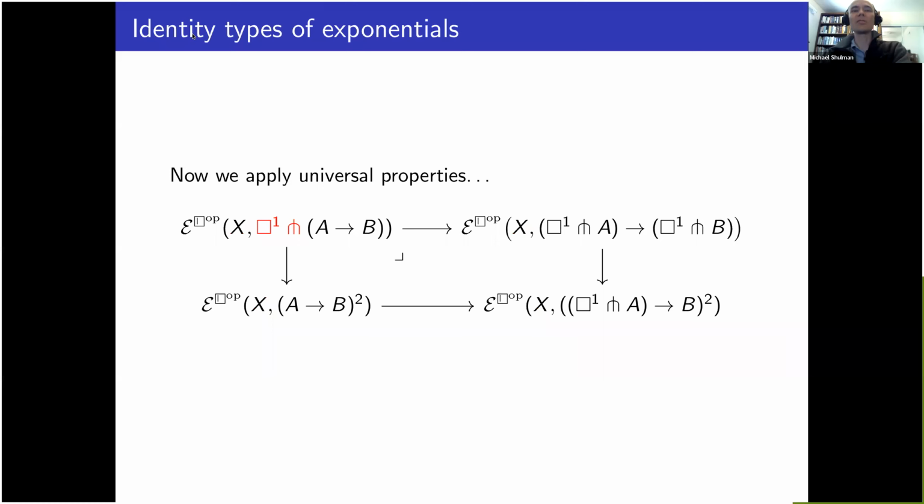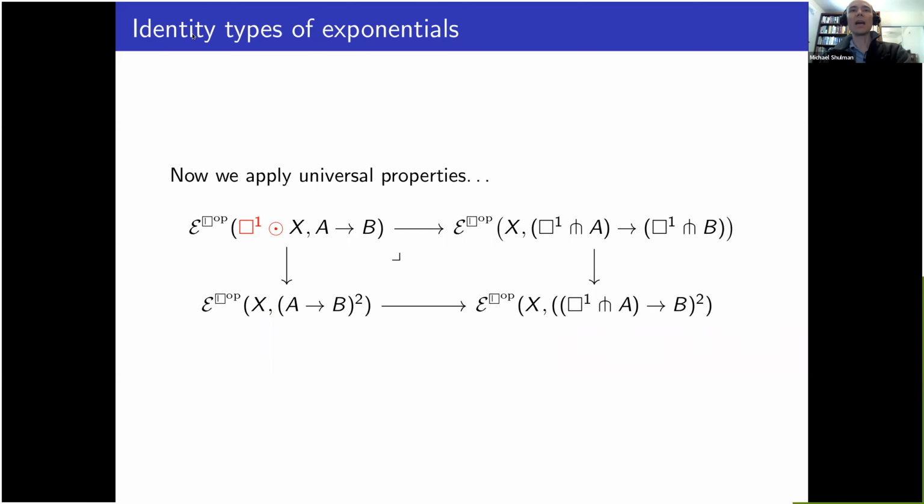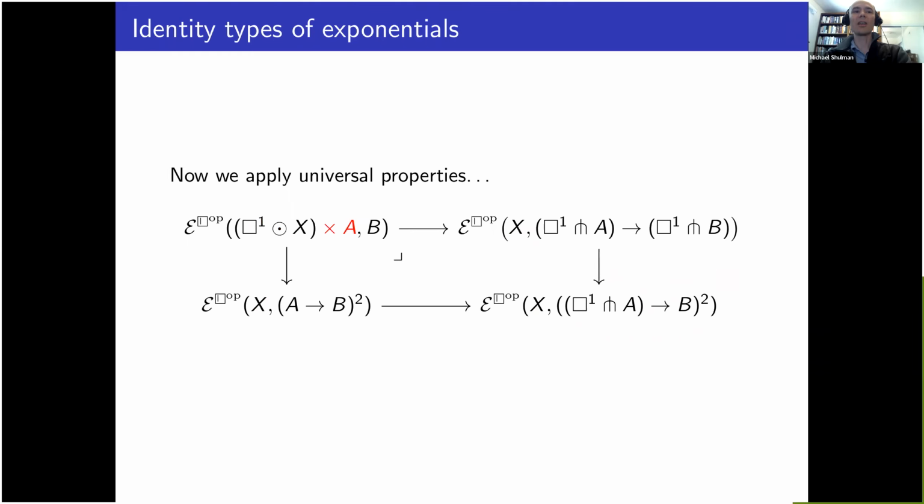So up here, we have a map into a path space. That's the same as a map out of a cylinder. Now we have a map into a function space. That's the same as a map out of a Cartesian product, right? Because the function space is right adjoint to the Cartesian product. And similarly in all the other cases, right?